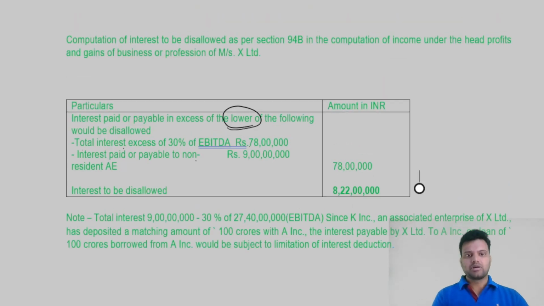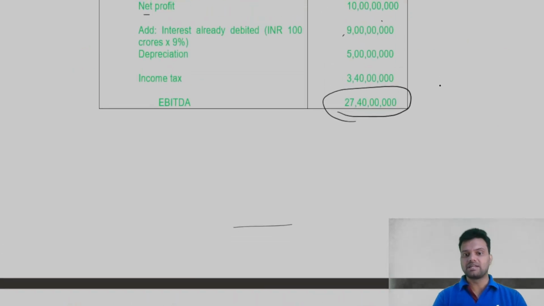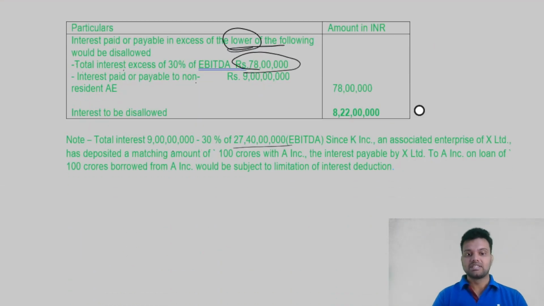So the computation of interest to be disallowed as per section 94B. Particulars: interest paid or payable in excess of the lower of the following. Total interest in excess of 30% of EBITDA came to 78 lakhs. How did it come? Total interest 9 crores, that is 100 crores into 9% interest rate, minus 30% of 27 crores 40 lakhs, which is the EBITDA we have calculated. That is condition 1. How much is it? 78 lakhs.